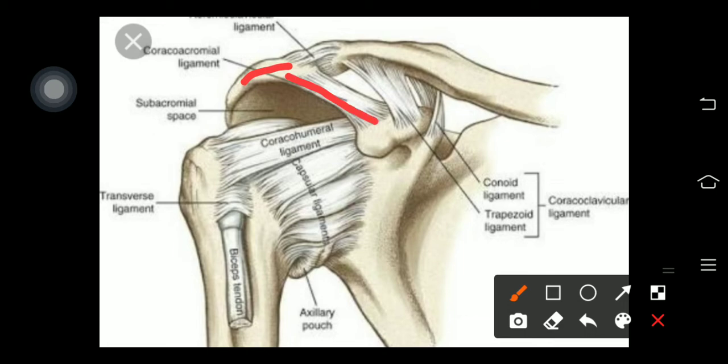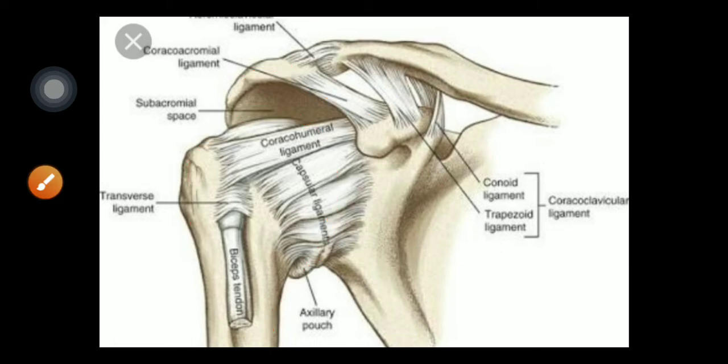From the name itself you can understand that it runs from the coracoid process to the acromion process. It is present in the superior aspect of the whole joint. So this is the joint, but it is present superiorly. It actually prevents the humerus from superior dislocation. So that is the importance of this coracoacromial ligament.